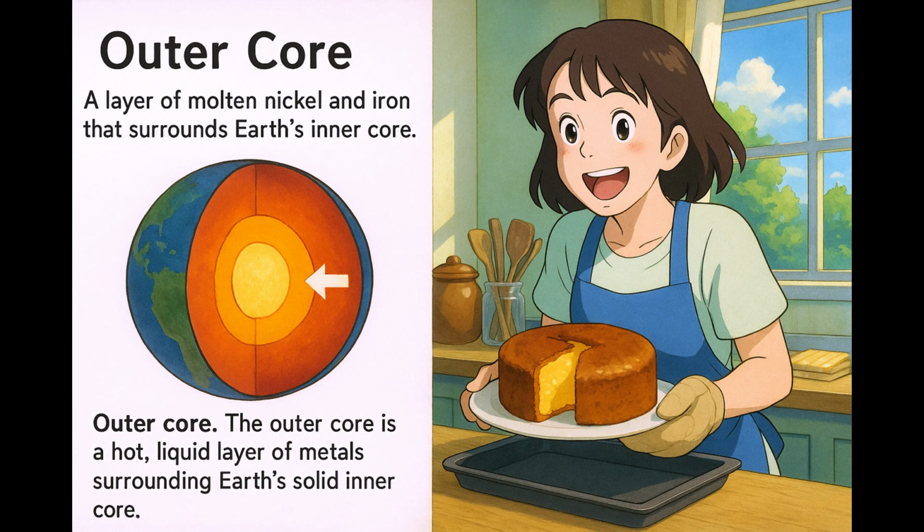core. The gooey molten part of the cake represents the outer core, which flows around the solid inner portion, much like how the molten metal flows around the solid inner core of the Earth.